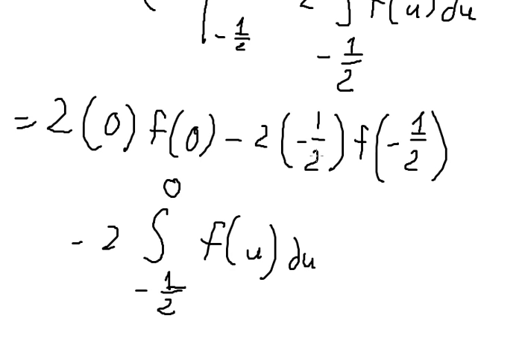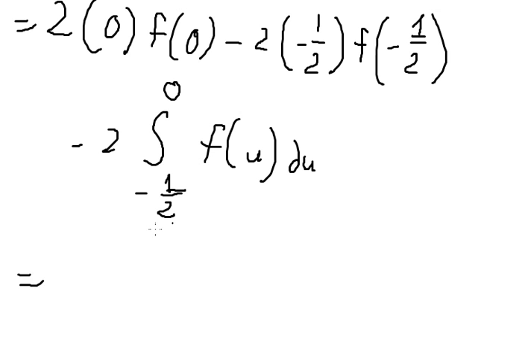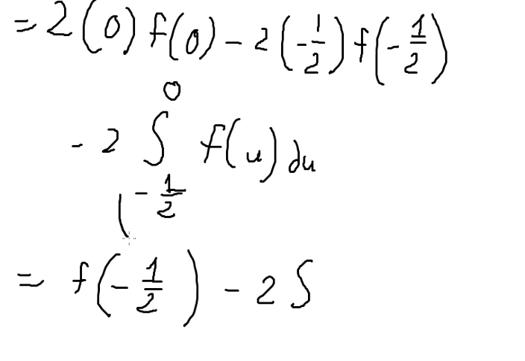Negative 2 multiplied by negative 1 over 2, you got positive 1. So we just have only f of negative 1 over 2. And we have negative 2 with this integration.